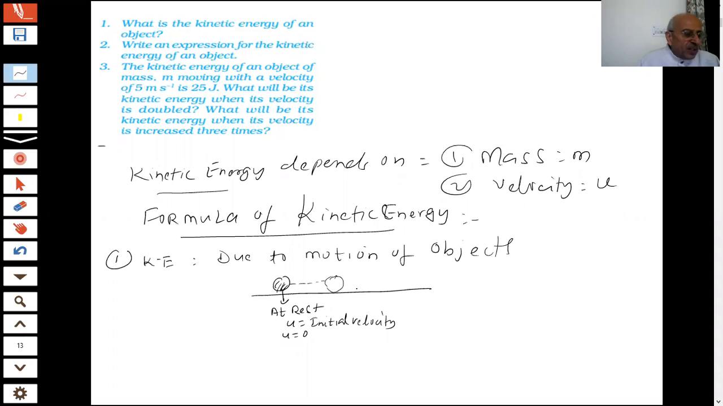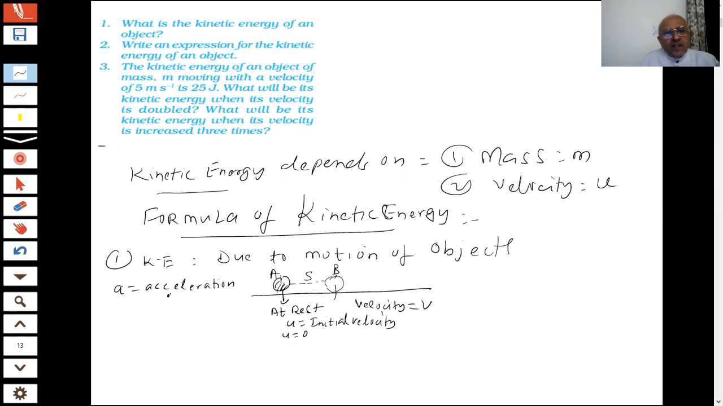When the object starts moving, students, supposing it goes from point A to point B. So this is the displacement S. When the object moves, it moved from U, and when it started moving, it will have a velocity V. V is the velocity when the object starts moving. Okay? So the initial velocity is U, final velocity is V, students, and it will have some acceleration. Supposing A is the acceleration of the object.